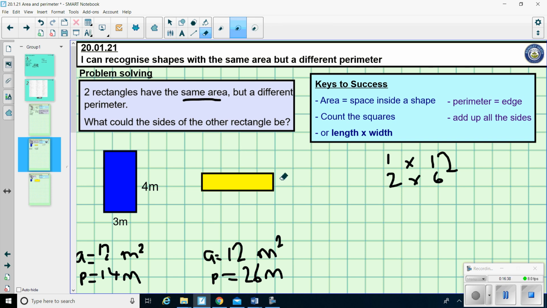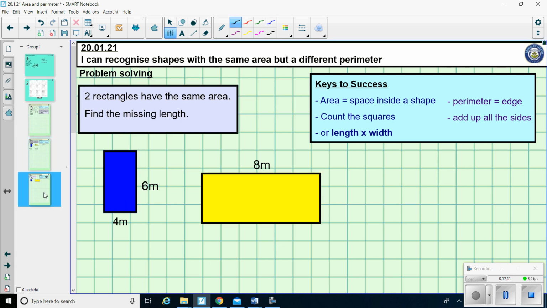Would that work, I wonder? So if my width was 2 metres and my length was 6 metres, okay, we know the area is going to be 12, but this time the perimeter is going to be different. So let's go 6 add 6 is 12, add 2, so add 2 is 14, add another 2 would give me 16. So that is another answer that I could have. Either of these two answers would work for this question.